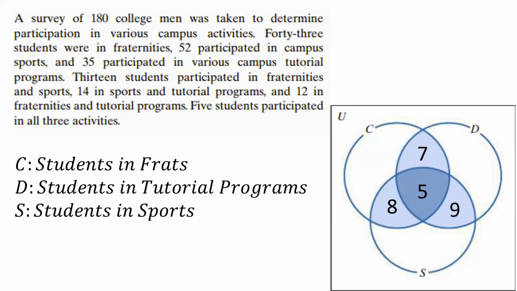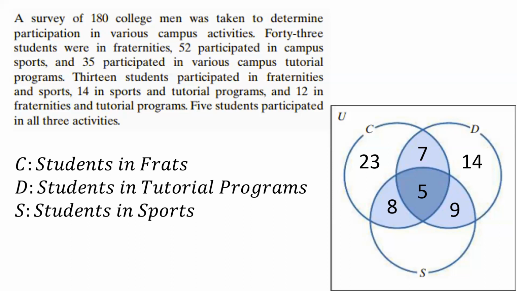Now is when I start to move into the big circles, the people that are only doing sports, the people that are only in tutorial programs, and the students that are only in frats. So let me see again where I start. I start with D, students in tutorial programs. The question tells me that 35 students are in tutorial programs. So that is going to be my D. I take my 35, I subtract my 7, I subtract my 5, I subtract my 9. So that's, let's see, 12 plus 9 is 21. And so 35 minus 21 is 14.